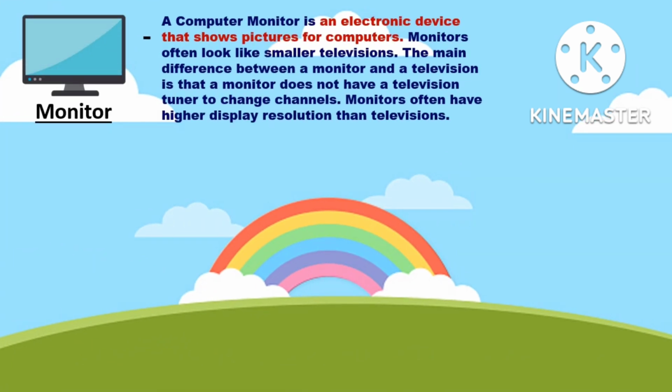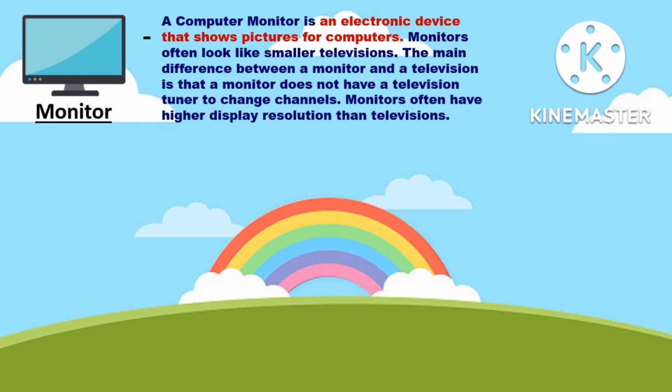Next is a monitor. A computer monitor is an electronic device that shows pictures or videos for computers. Monitors often look like smaller televisions. The main difference between a monitor and a television is that a monitor does not have a television tuner to change channels. Monitors often have higher display resolution than televisions.